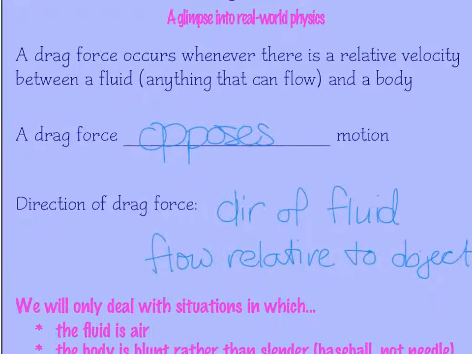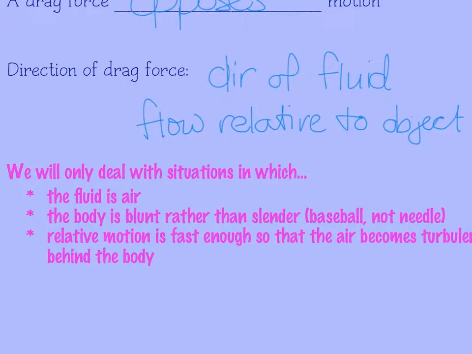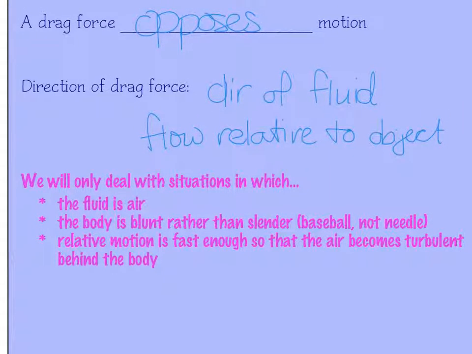For the purpose of our course, we will only deal with situations that fall under these examples. So we're only going to deal with things where the fluid is air. We'll only deal with situations where the body is blunt rather than slender. Think of a baseball, not a needle. And we'll only deal with times when the relative motion is fast enough so that the air becomes turbulent behind the body.